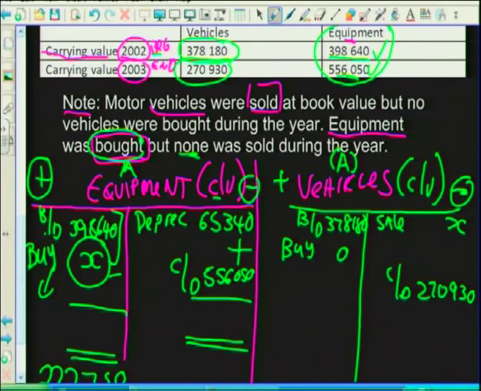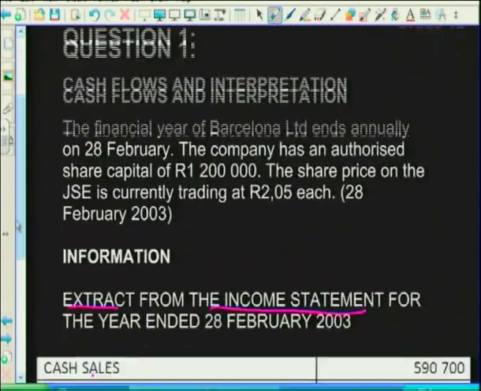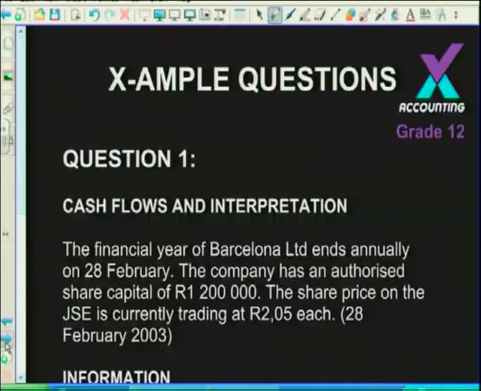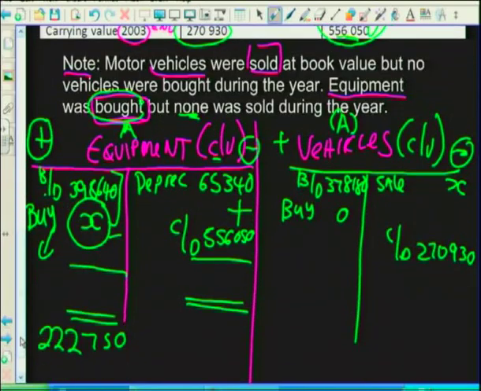Again, similar to equipment, there would have been depreciation on vehicles, which would decrease your carrying value. So let's go back to our question, your income statement information. Okay, and in my income statement, depreciation on vehicles for the year, 67,650. So let's take that through to that T account. Okay, so depreciation is an amount of 67,650.